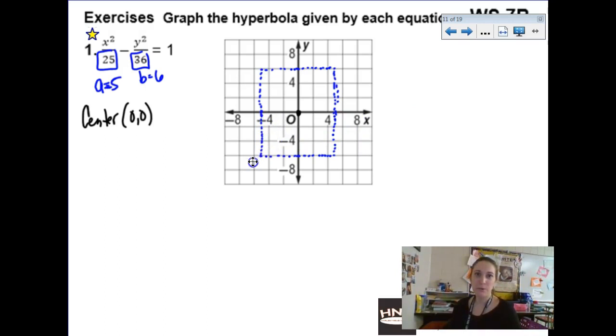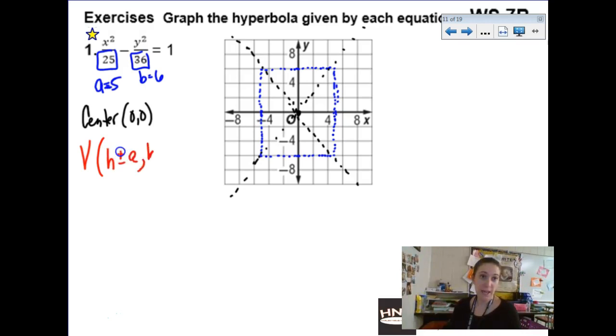Okay, going through the center to the corners here of the auxiliary box. This is what the asymptote lines will look like, and we'll find the equations in a moment. Our vertices, the formula for the vertices here on a horizontal one, are h plus and minus a comma k.